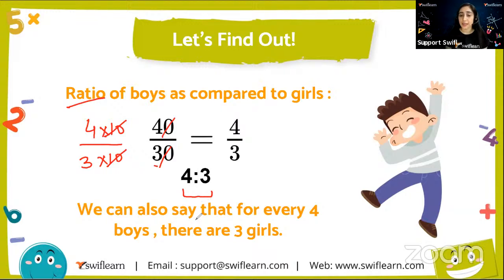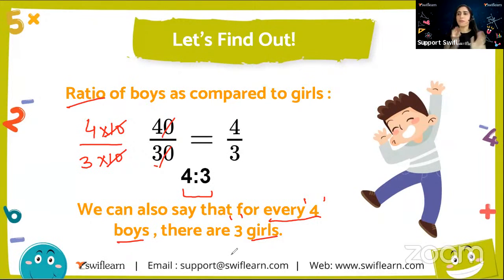So we also say that for every 4 boys, there are 3 girls. So this ratio also compares the things in the form that we want. We are comparing boys and girls, but how do we say 4:3? What does it sound like? It sounds like for every 4 boys, there are 3 girls. Hope I'm clear. Yeah. Okay.